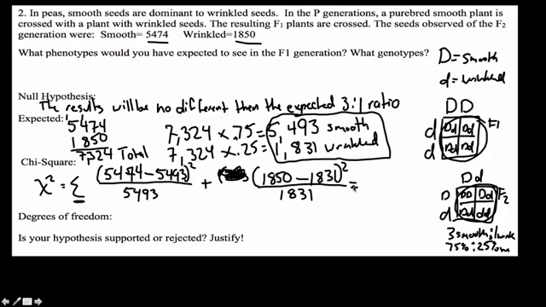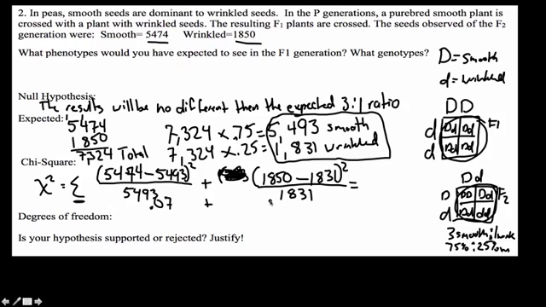Okay, let's go ahead and work this out. So we have 5,474 minus 5,493 equals, then we square that, and then divide it by the expected, 5,493, and we get 0.07. So this equals 0.07, plus we have to add the second one, and I like to round to two significant figures here. Originally I got 0.065, then I just round it to 2 sig figs.